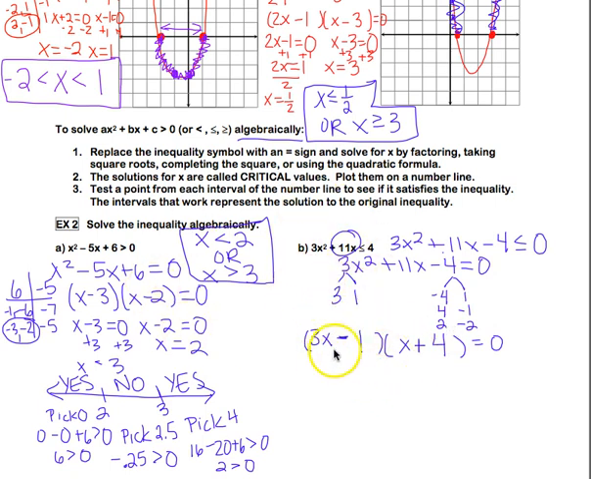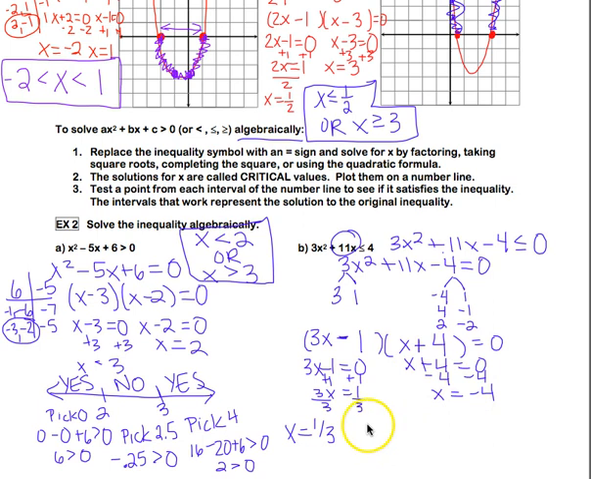All right, so once I've got it factored, then I'm going to solve. So 3x minus 1 equals 0, and x plus 4 equals 0. Here I'm going to add the 1, and then divide by 3. So x equals 1/3. Here I'm going to subtract the 4. X equals -4. Then I draw my number line. Please make sure you put the numbers in the right order. -4 comes before 1/3 on the number line.